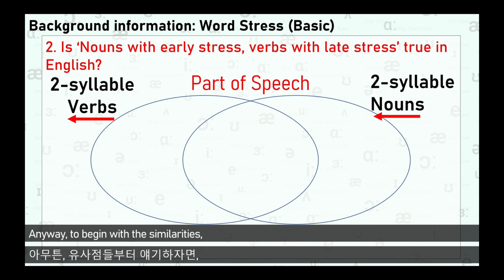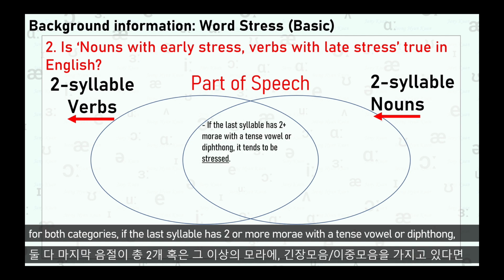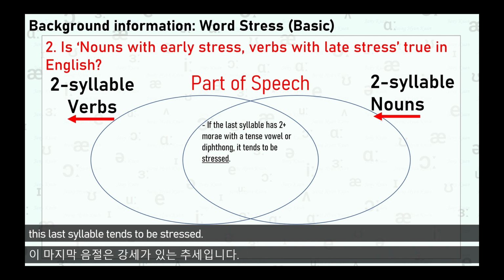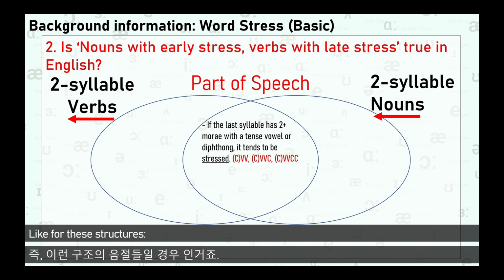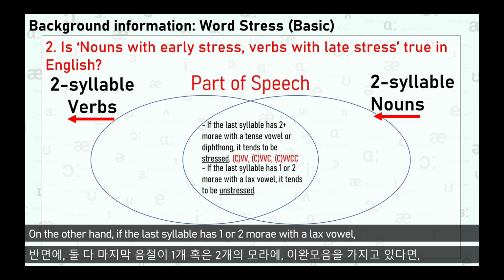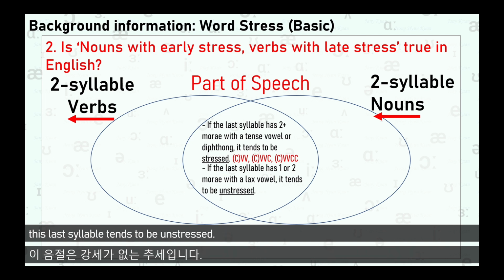Anyway, to begin with, the similarities. For both categories, if the last syllable has 2 or more morae with a tense vowel or diphthong, this last syllable tends to be stressed, like for these structures. On the other hand, if the last syllable has 1 or 2 morae with a lax vowel, this last syllable tends to be unstressed, like for these structures.